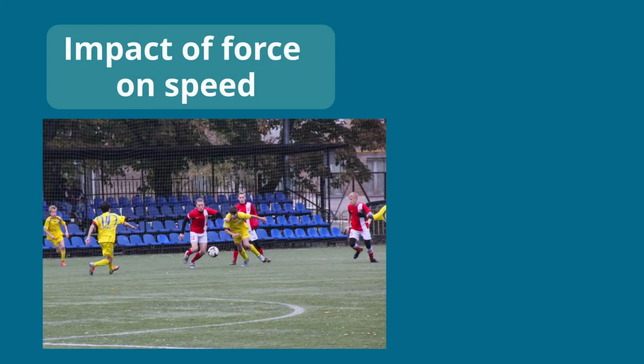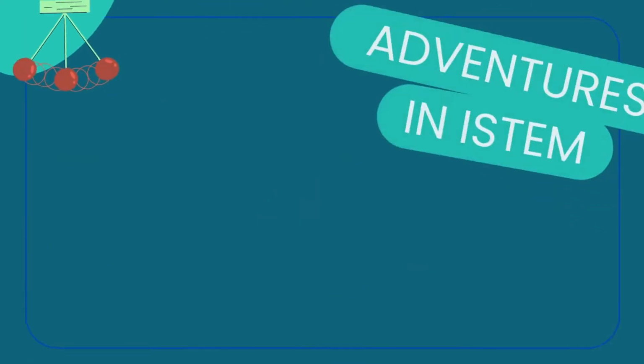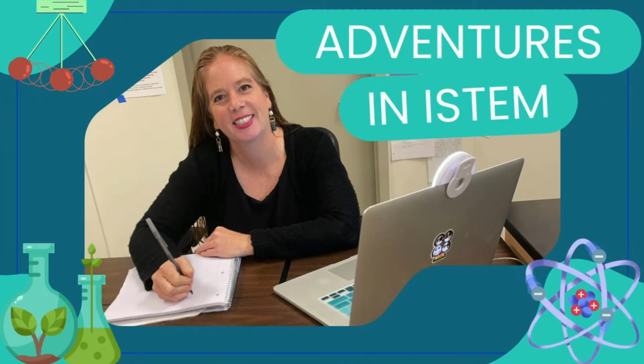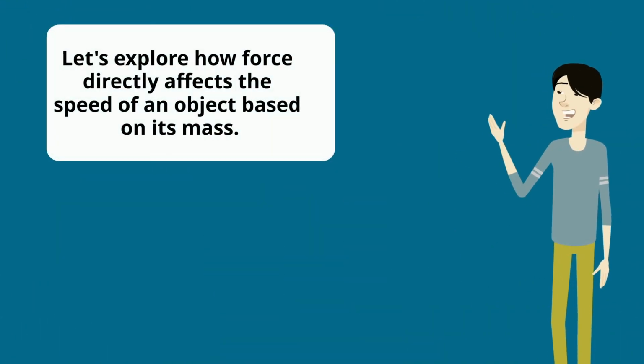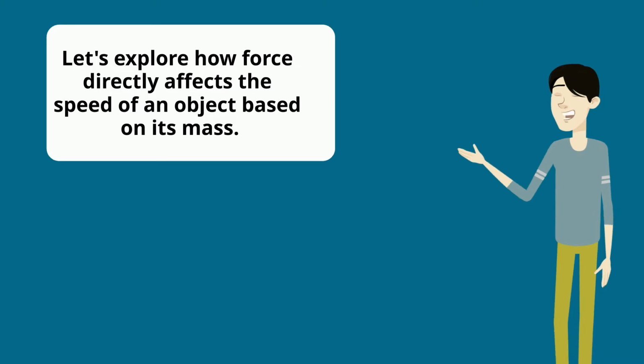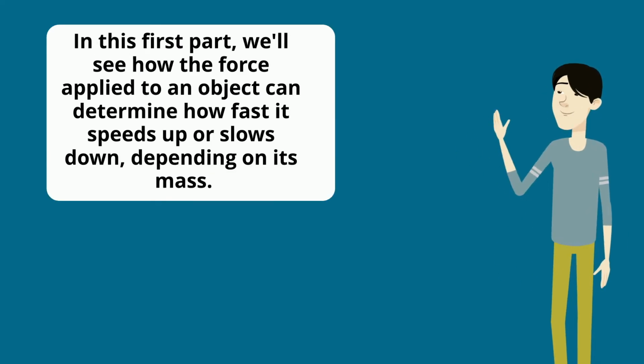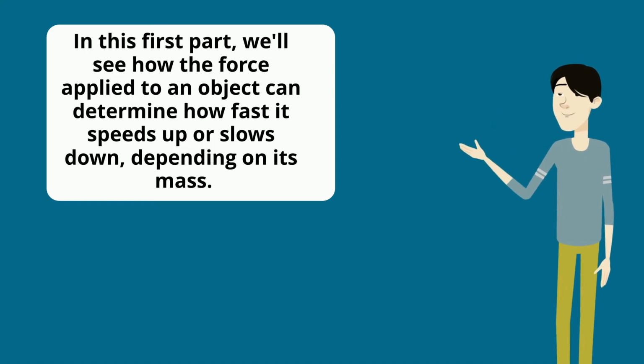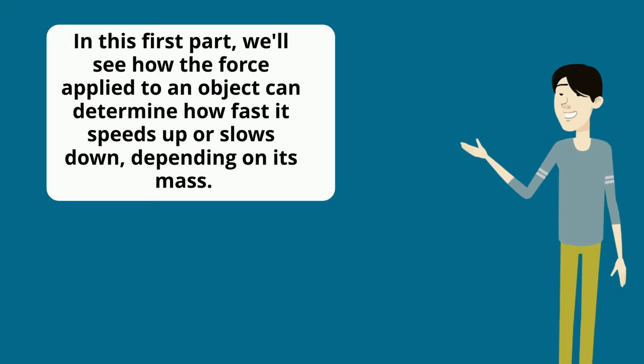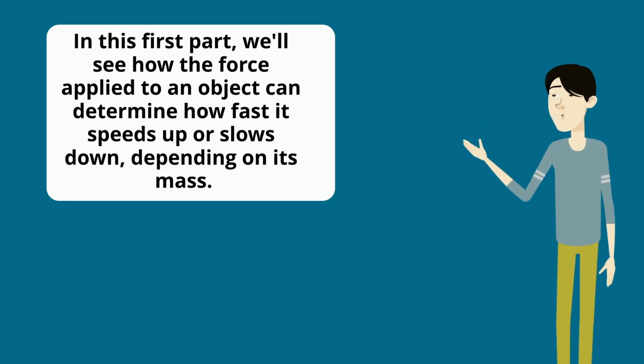Impact of force on speed. Let's explore how force directly affects the speed of an object based on its mass. In this first part, we'll see how the force applied to an object can determine how fast it speeds up or slows down depending on its mass.